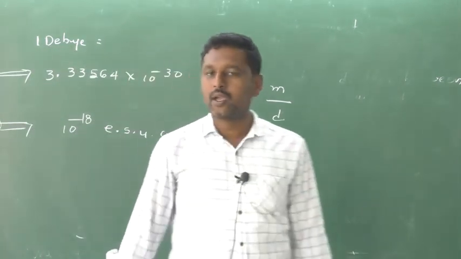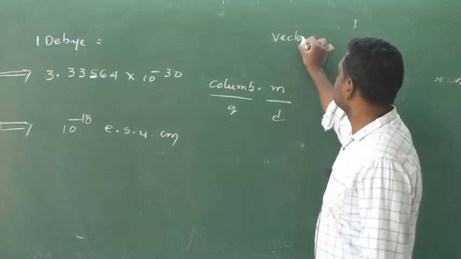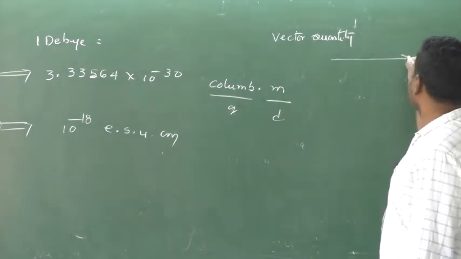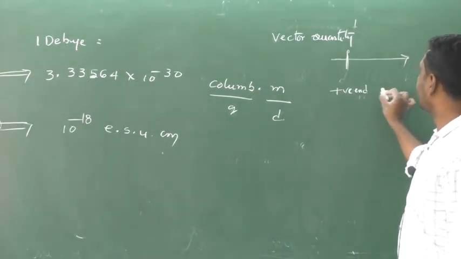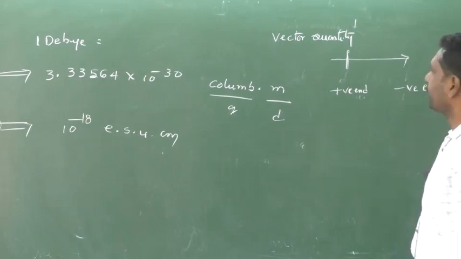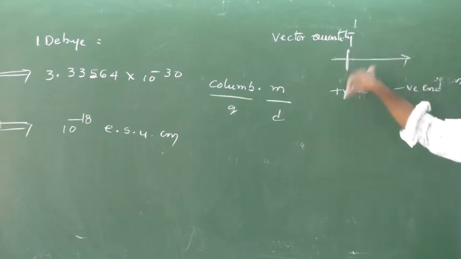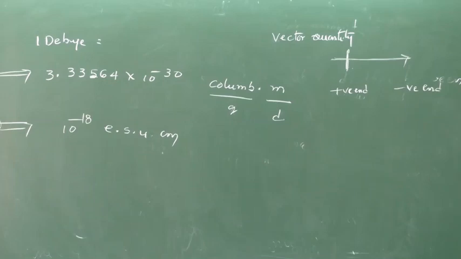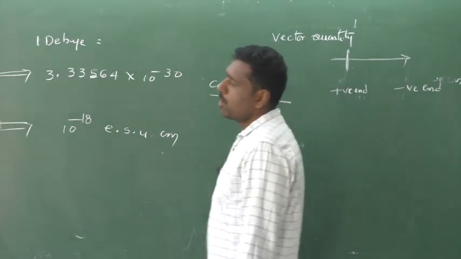Actually, dipole moment is a vector quantity. It is denoted by an arrow mark, a crossed arrow, crossed at one end, from the positive end to the negative end, like this. So this is the introduction of dipole moment.